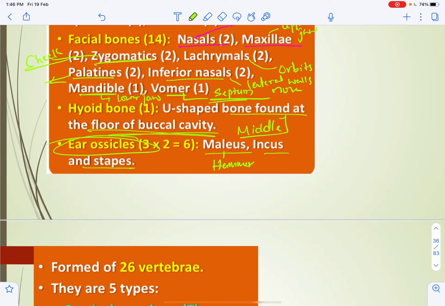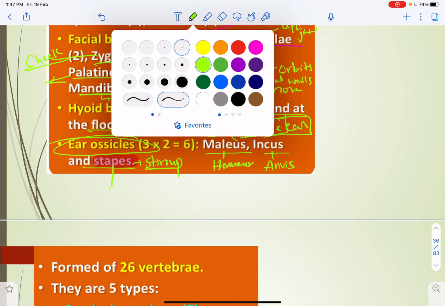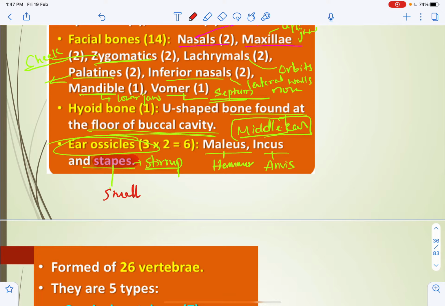All these ossicles are present in the middle ear. Malleus is hammer shaped, incus is anvil shaped, and stapes is stirrup shaped. Among all the bones in the body, stapes is the smallest bone.